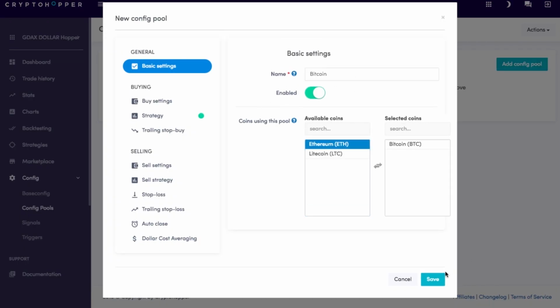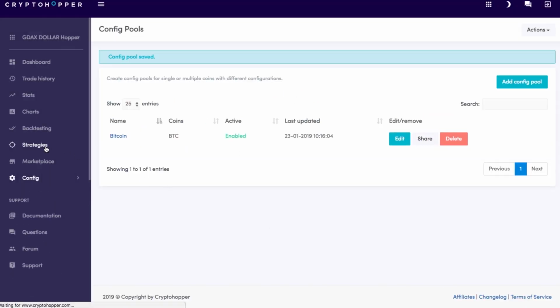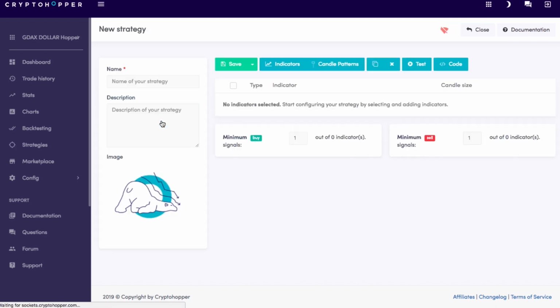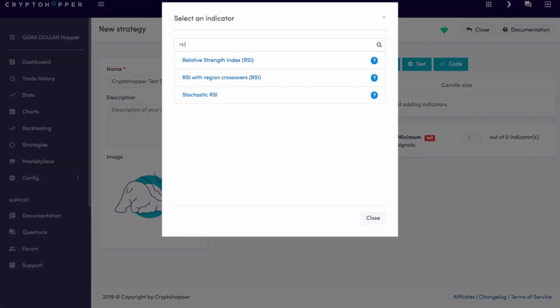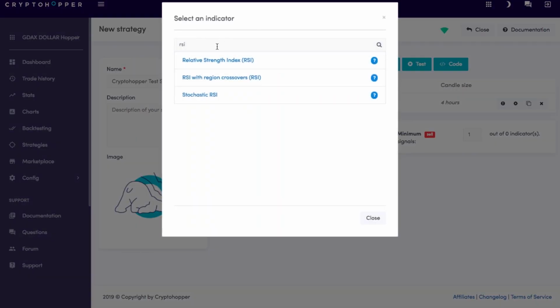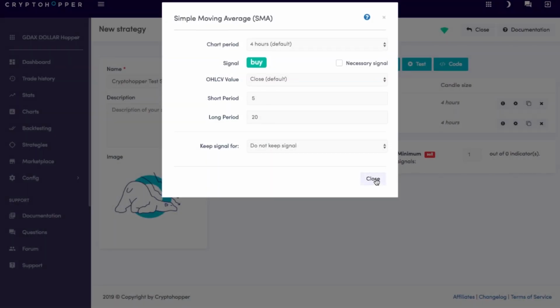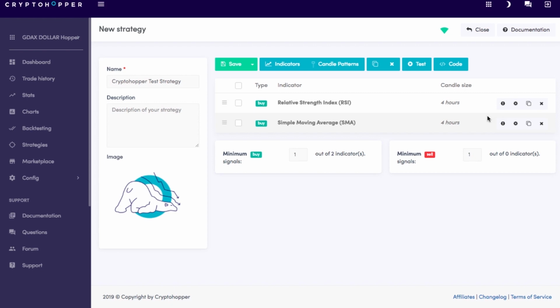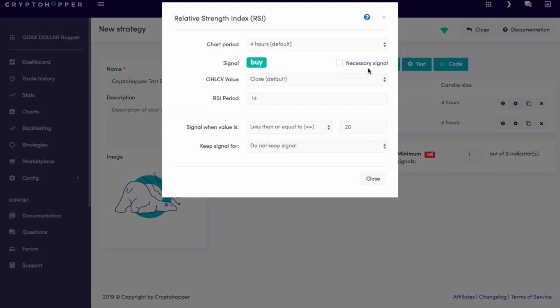Let's create a config pool for Bitcoin. We're going to do an analysis with RSI and SMA. For the example, I've got my candle size on 15 minutes. This is just for the example.